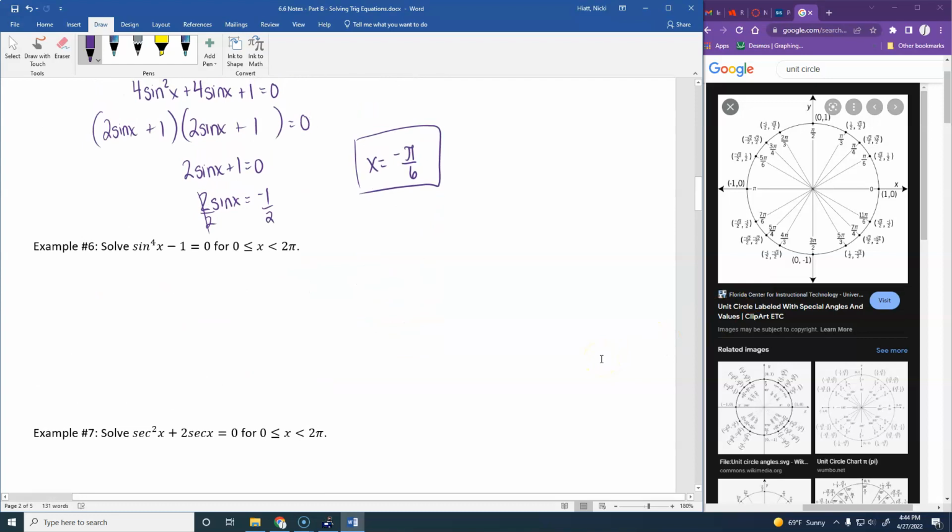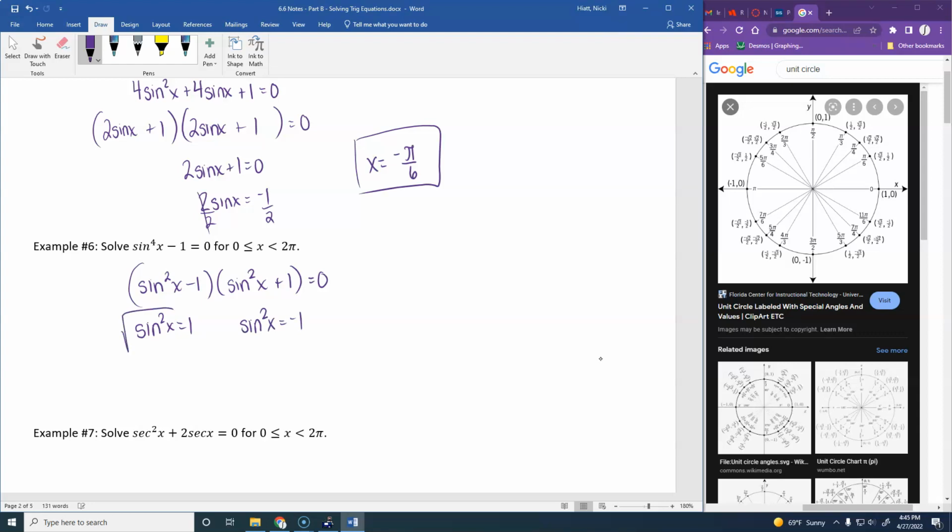For example 6, we have something to the 4th power, which we really have not seen yet. But when I see sine to the 4th x minus 1, I can break this up into sine squared x minus 1 times sine squared x plus 1. It's the difference of squares here. And then I can set each one of these equal to 0. So I'll get sine squared x equals 1 and sine squared x equals negative 1. To get rid of that square, I need to square root both sides. When I do that here, I will get sine of x equals plus or minus 1. Make sure you don't forget that plus or minus.